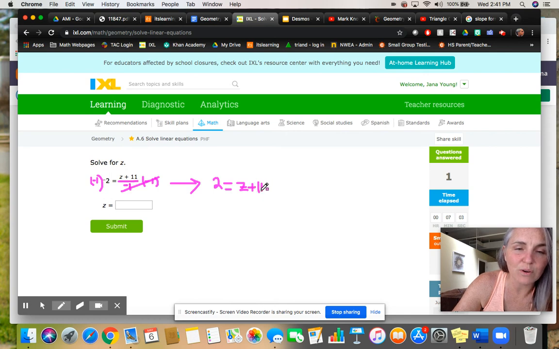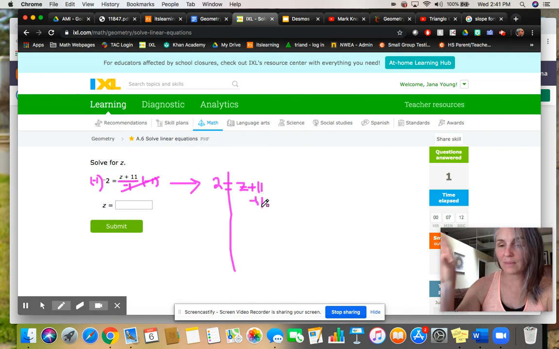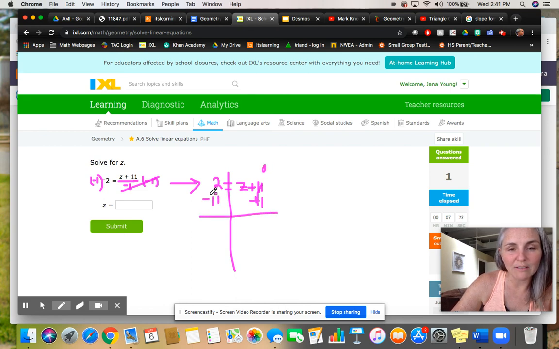And then it's just one more step, right? So if I think about this, I'm just going to subtract 11 because I want z all by itself. 11 is positive, so I'm going to do 11 minus 11, so it goes to 0, right? I want this to go to 0. But when I do the right side, I must do to the left side. So 2 minus 11 is -9. So -9 is equal to z.